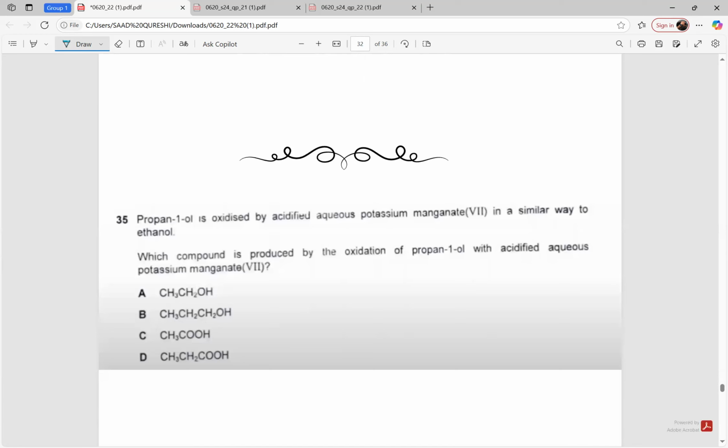35. Propan-1-ol is oxidized by acidified potassium manganate. Which compound is produced by the oxidation of propanol with acidified aqueous potassium manganate? So oxidation of propanol will produce propanoic acid by the oxidation by KMnO4. So propanoic acid formula is this, CH3CH2COOH. This propanoic acid is formed by propanol.